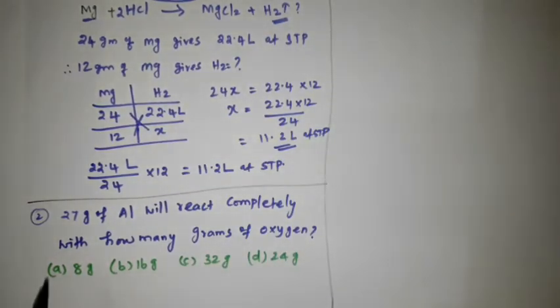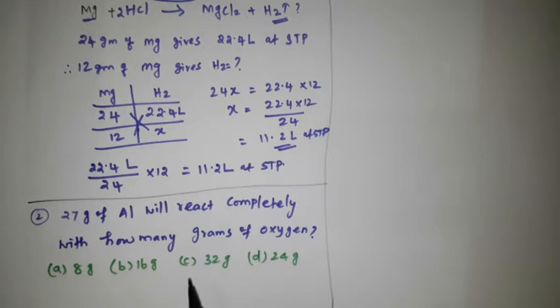Now question number 2. 27 gram of aluminum will react completely with how many grams of oxygen? So aluminum is reacting with oxygen to produce aluminum oxide. So during the reaction, 27 gram of aluminum will react with oxygen completely. So how many grams of oxygen is required? That is the question.